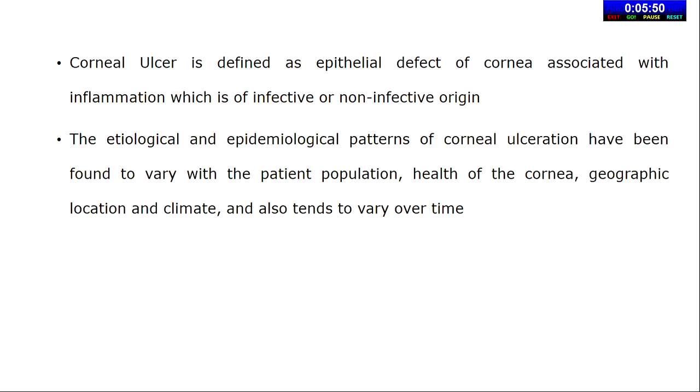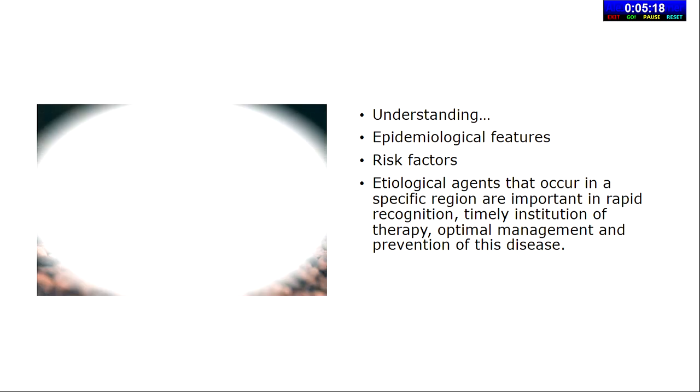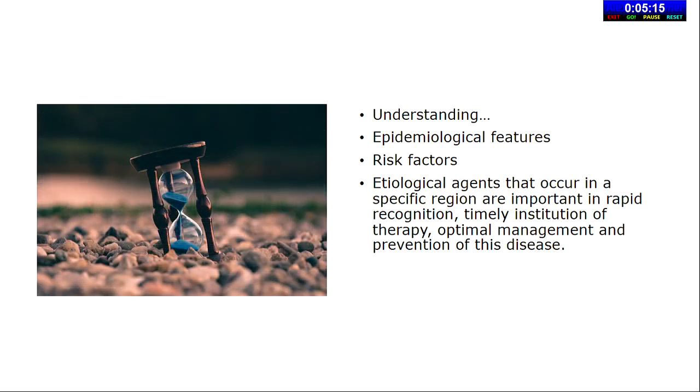All of us know epithelial defect of cornea associated with inflammation, either infective or non-infective, is considered as a corneal ulcer. The etiological and epidemiological patterns of corneal ulcer vary with patient population, health of the cornea, geographical location, and climate, and also vary over time. Understanding the epidemiological features, risk factors, and etiological agents that occur in a specific region is important in rapid recognition, timely institution of therapy, optimal management, and prevention of the disease.